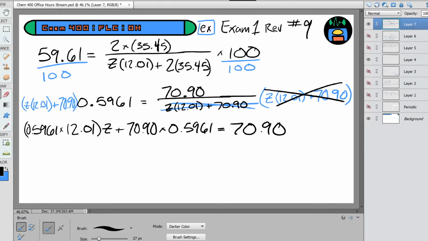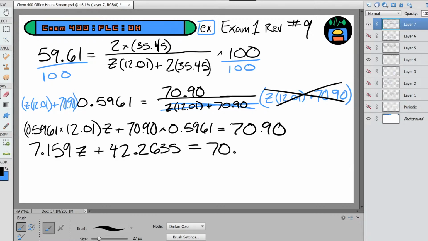0.5961 times 12.01. So this is 7.159 Z plus, we got 70.90 times 0.5961, 42.2635. I'm not worrying about sig figs right here, if you're wondering, because we're just trying to find an integer value Z. It's going to be the subscript for carbon, so we don't need to stress about sig figs. We just need to make sure we don't round too much.